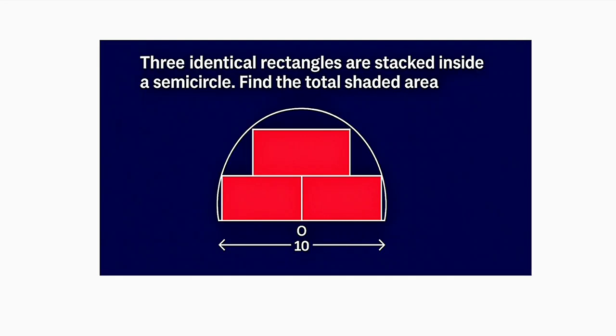Hello everyone, let us provide a solution to this interesting geometry puzzle. Three identical rectangles are stacked in a semicircle and we're asked to find their total surface area. You can see the three rectangles here inscribed in a semicircle of diameter 10 units. Alright, let's get started.